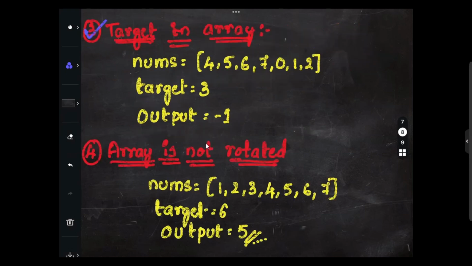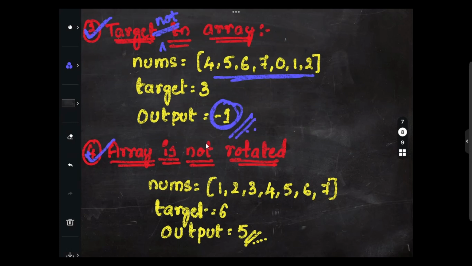Let's move on with the third edge case here, target not in array. Here the target is 3. Sorry, target not in array. So the target element is not present in the nums array here. In the question, they have clearly mentioned that if the target element is not present in the nums array, then we have to return -1 in that case, right? So here we'll return -1.